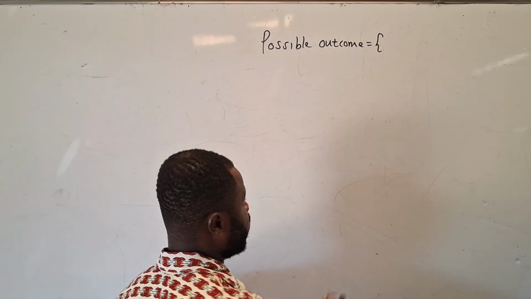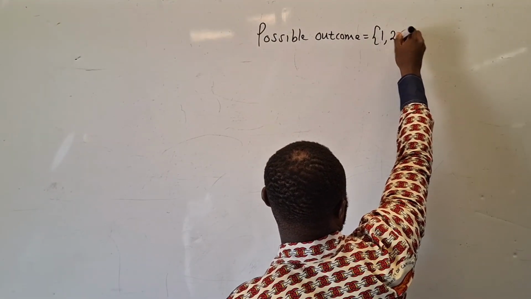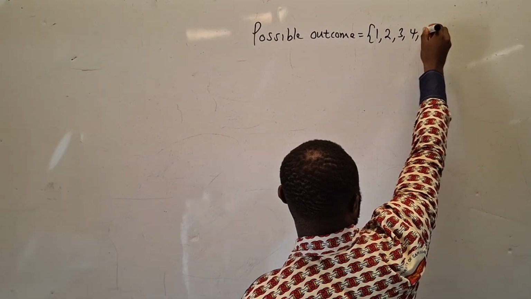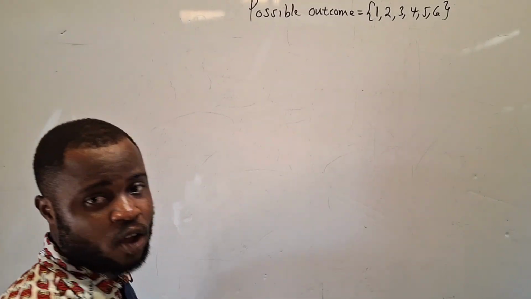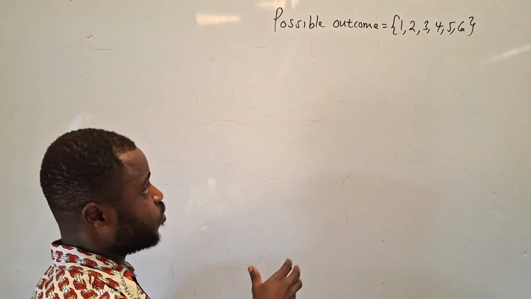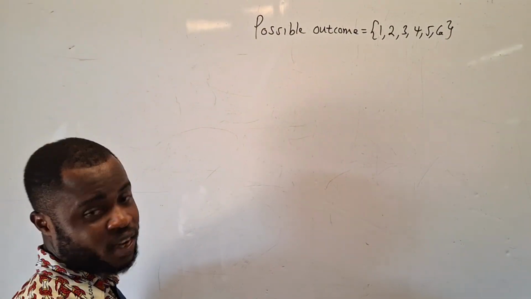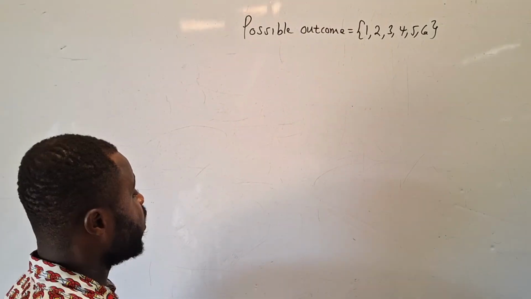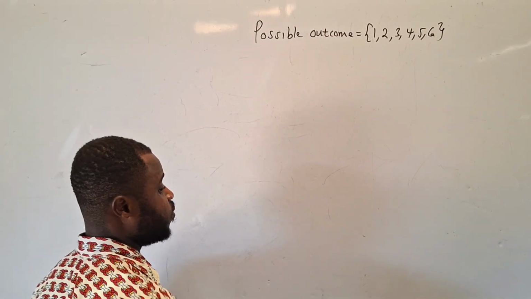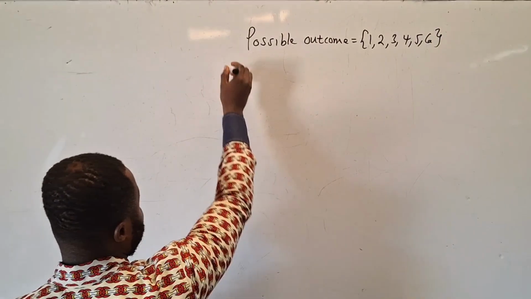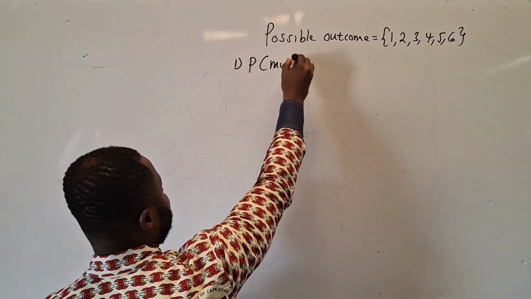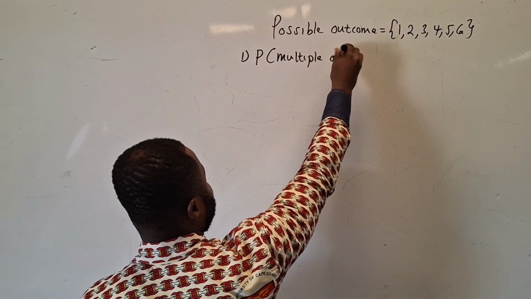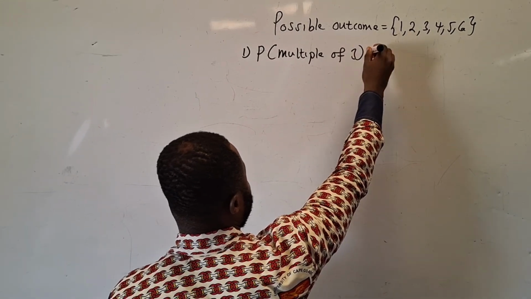So when a die is thrown, the possible outcomes are 1, 2, 3, 4, 5, and 6. These are the possible numbers you are going to get when a die is thrown. Now, the first question says the probability of obtaining a multiple of 3.